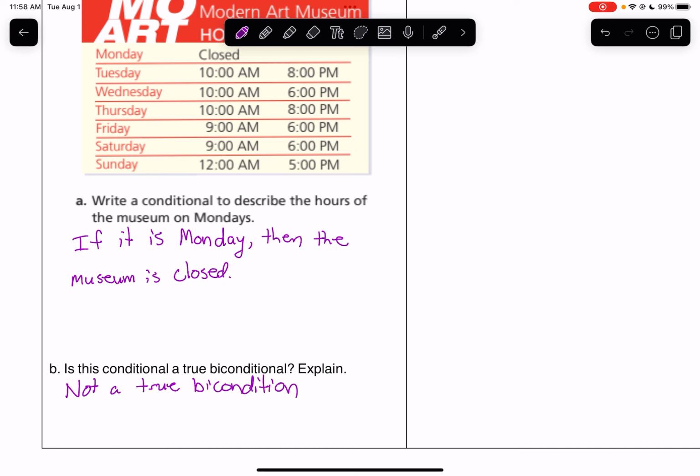And explain. So we could say maybe because the museum is also closed at night. Except for apparently on Sundays when the museum opens at midnight, which I think is probably a typo. That should definitely say 12 p.m. But what do I know? Maybe it's a midnight museum.